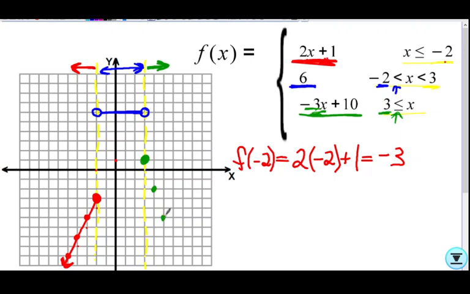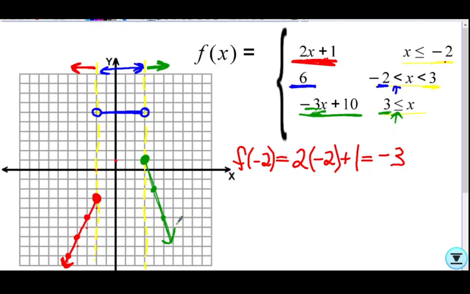Or I could plug in, say, 4. Is 4 greater than or equal to 3? Yeah, and if I plug in 4, 4 times -3 is -12. -12 plus 10 is -2. And see, that's that point right there. So either way, I can get these points, and I draw my line, and that is my piecewise function. We're done.